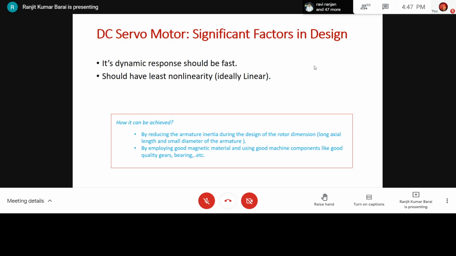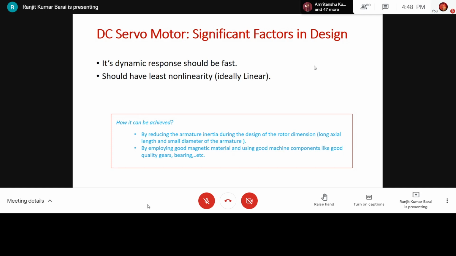Now, the electrical time constant is very small. That's why you always neglected it, and the resulting approximated system boiled down to a first order system, as the mechanical time constant is quite higher. The mechanical time constant should be bounded to a minimum value, and for that you have to reduce the armature inertia, the inertia of the rotating part. How is it done?